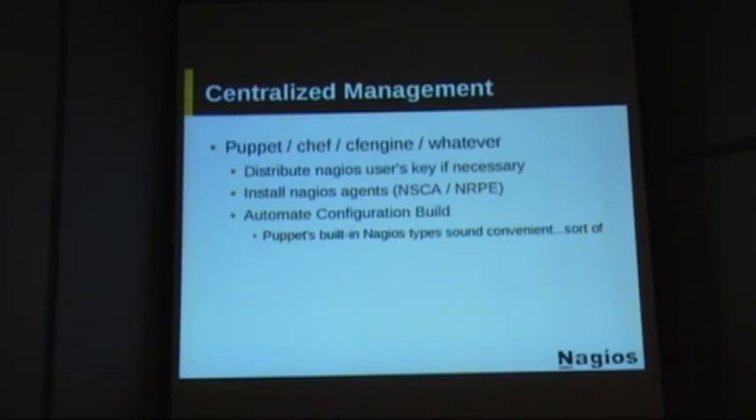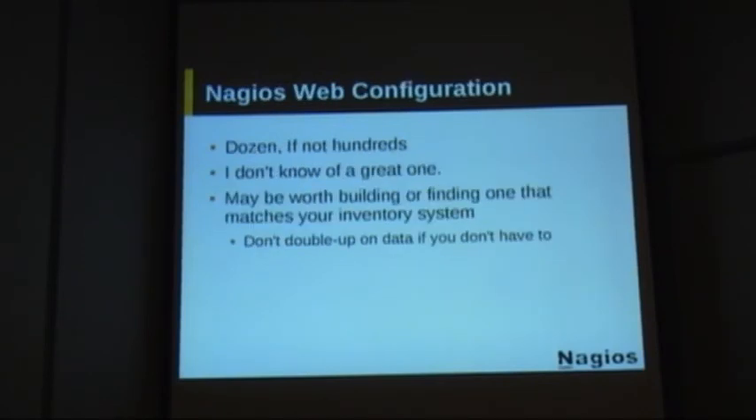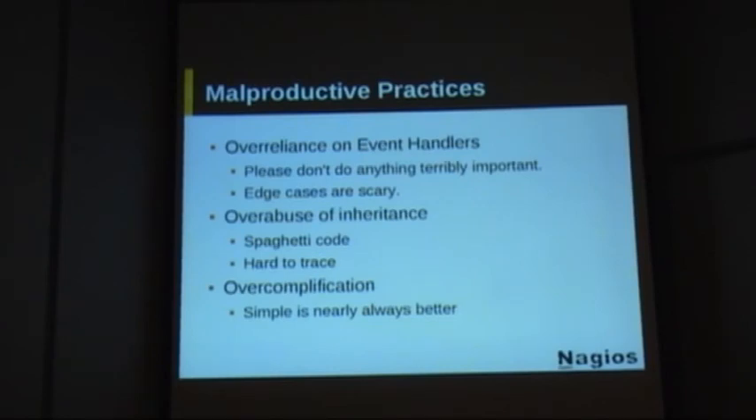Okay. If you're solo, Puppet, or Chef, or CFEngine, then go for it. If you're not, look into it because you owe it to yourself to not have to do everything everywhere. That's all I'm going to say. I don't know of a good web configuration tool for Nagios. I wish I did. If you guys know of one that you like, let me know. Tell us now, because I don't.